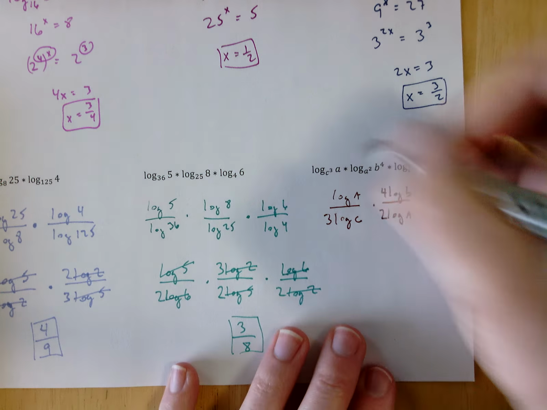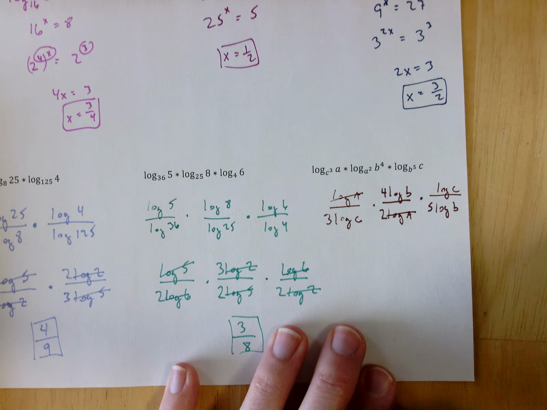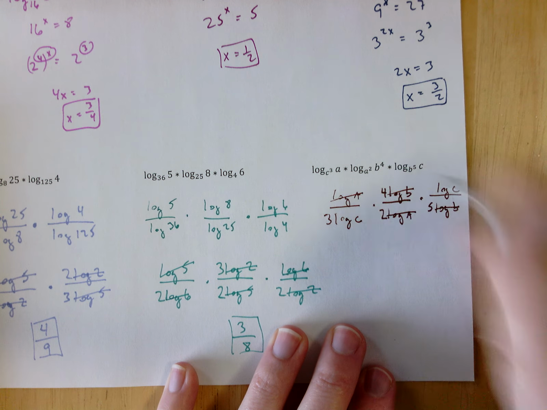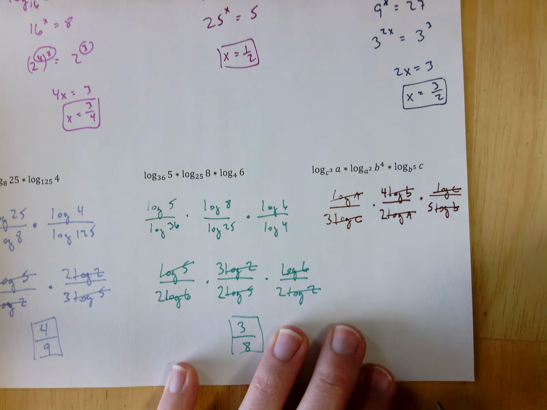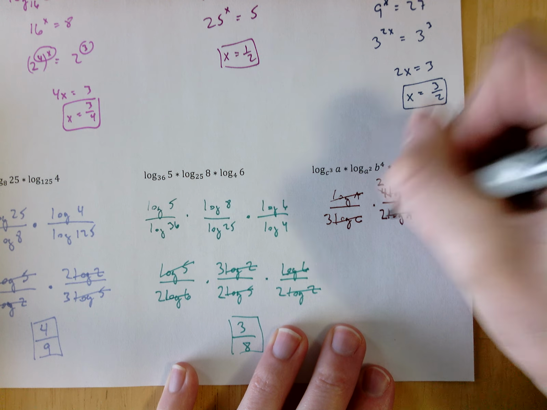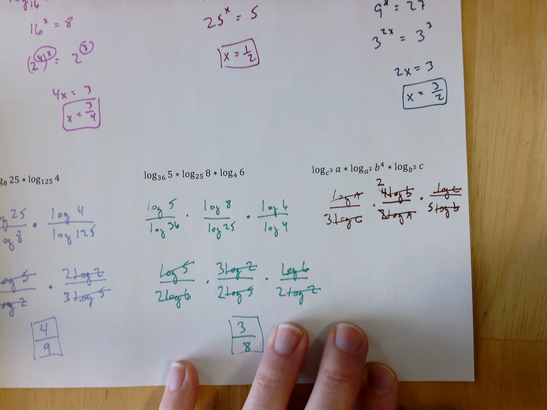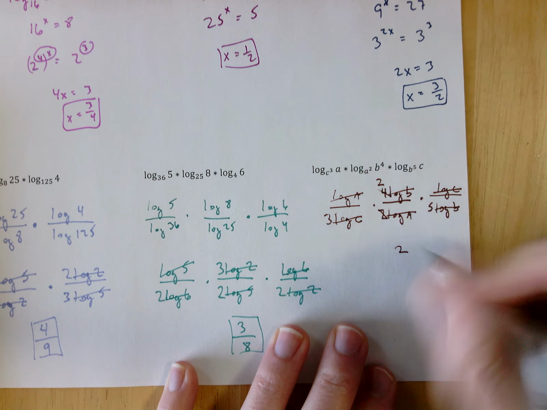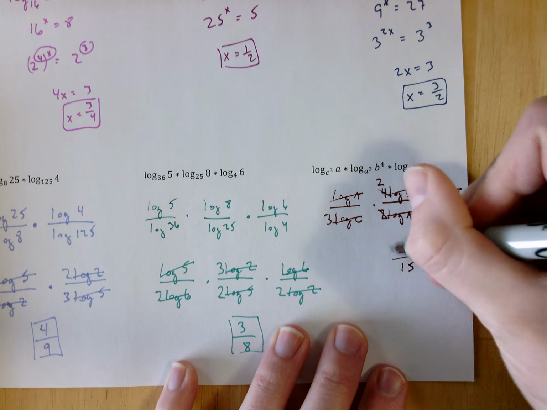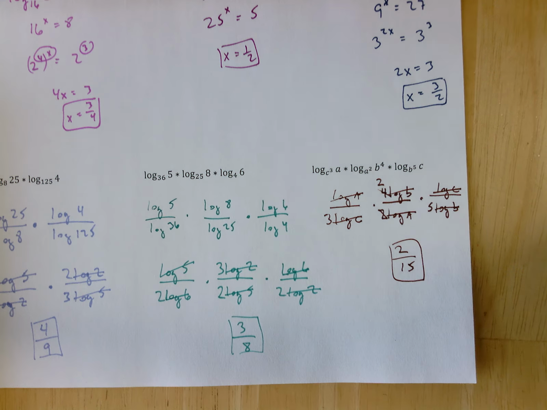Okay, and let's see what we have that'll cancel. This log of A will cancel with that log of A. This log of B will cancel with that log of B. This log of C will cancel with that log of C. So what are we left with? Oh, I've got a 4 and a 2 here. I can cancel a common factor from those, right? So 2 goes into both of those, so I can simplify that to a 2 and cancel that out. So I'm left with just a 2 in the top, and then on the bottom, I've got a 3 times 5, so 15. So that is that expression fully simplified.